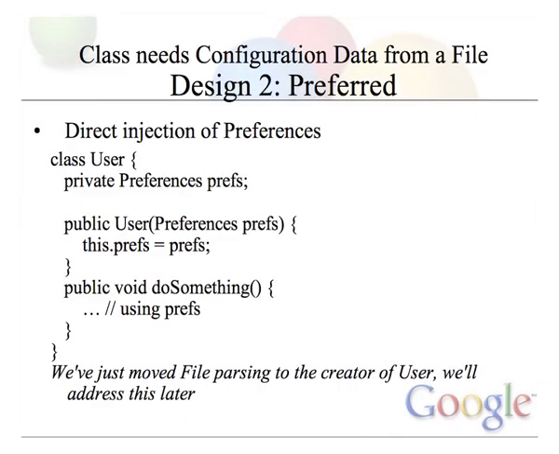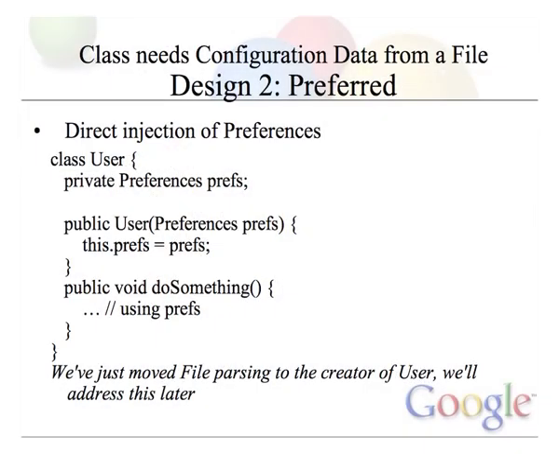Okay, so preferred design for this, instead of having user tied directly to files, we have dedicated code elsewhere that reads, parses, and validates the file, and we install the constructed preferences into the user, direct injection. Now, so far, all we've done is we've moved the problem from user somewhere else, and later in the talk, we'll be explaining that somewhere else and how to solve that as a problem.